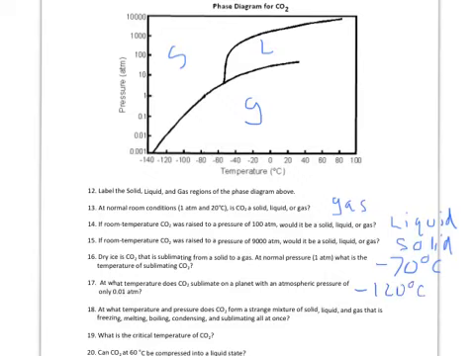I like that question. Number 18. At what temperature and pressure does it form a strange mixture of solid, liquid, and gas? That's called the triple point. Here's your triple point where it branches right there. It's both a solid, liquid, and a gas. So it looks to me like we're talking about maybe 5 atmospheres and -50. So I'm going to say 5 atmospheres and -50 degrees Celsius.